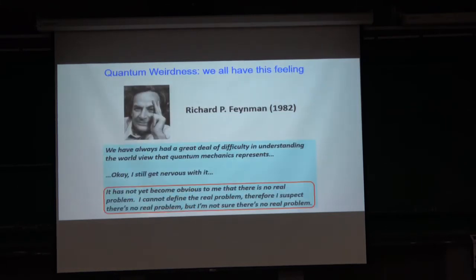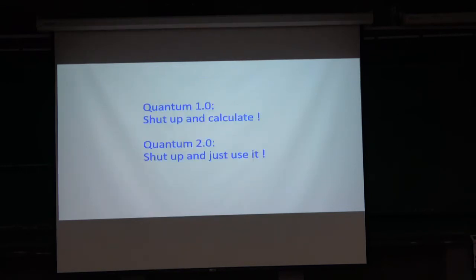And yeah, I believe all of you have this feeling. Quantum mechanics sometimes is very difficult to understand. This is said by Richard Feynman. It has not yet become obvious to me that there is no real problem. I cannot define a real problem. Therefore, I suspect there is no real problem, but I'm not sure there is no real problem. Yeah. But anyway, the philosophy of quantum 1.0 is like a joke: shut up and calculate. But for quantum 2.0, this is the philosophy: shut up and just use it. Don't worry about that weirdness.